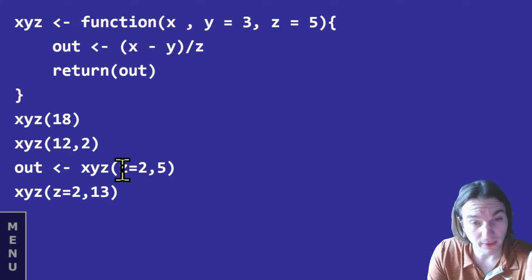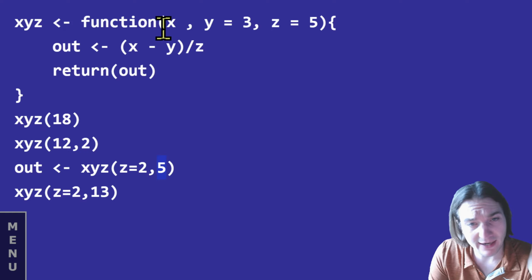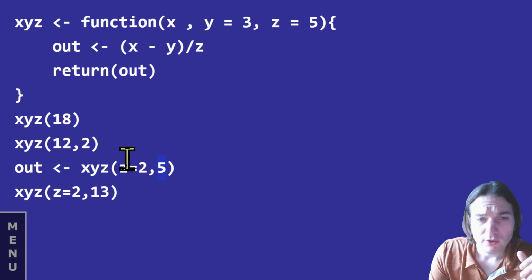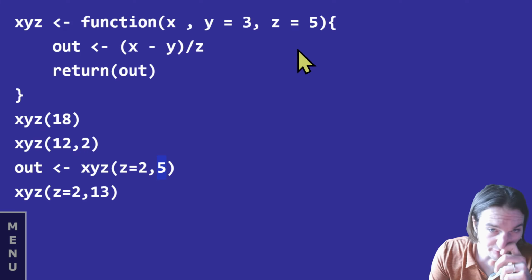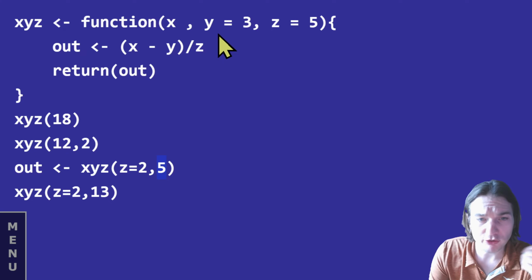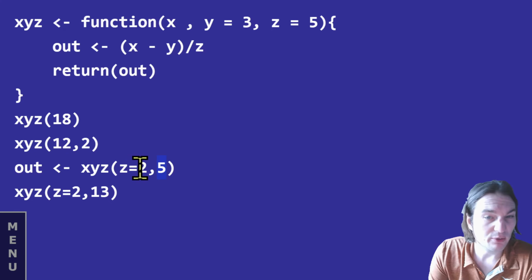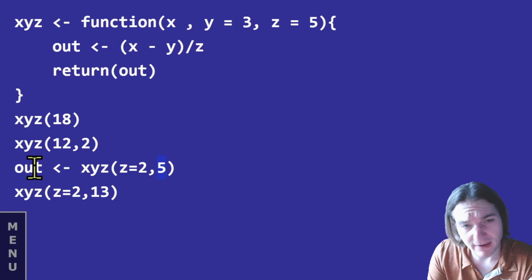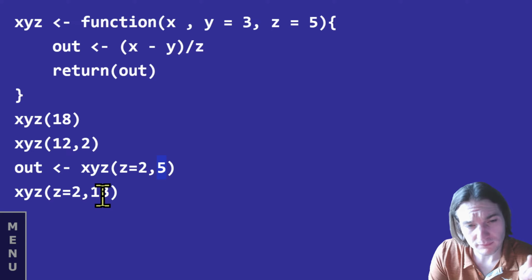That said, I do want to run through how that function would work. Z would be set to 2, and then 5 is going to be sent to the X argument since it remains unset at that point. So Z would become 2, so this will become 5. Y is going to use its default value, so 5 minus 3 is going to be 2, and then I'm going to divide that by 2, so that's going to return 1, but that 1 is going to be stored inside of out, so it does not get printed.